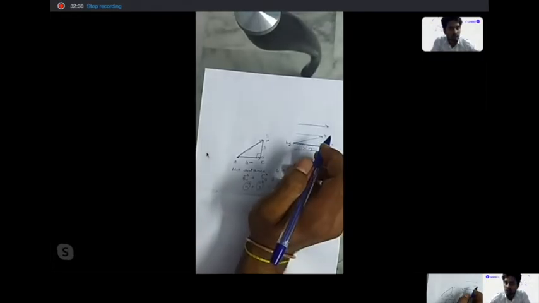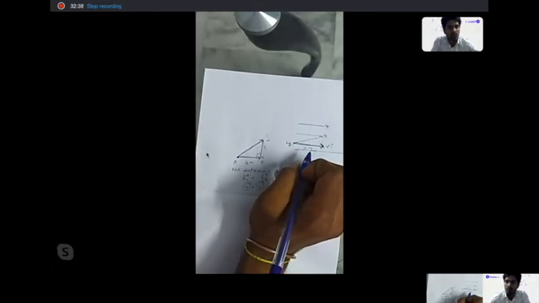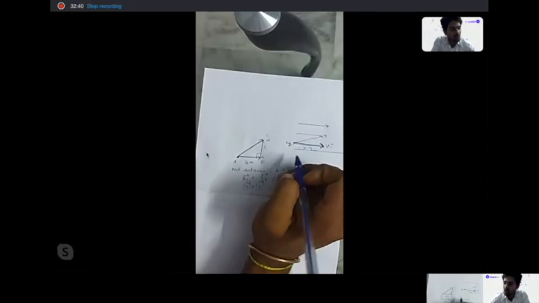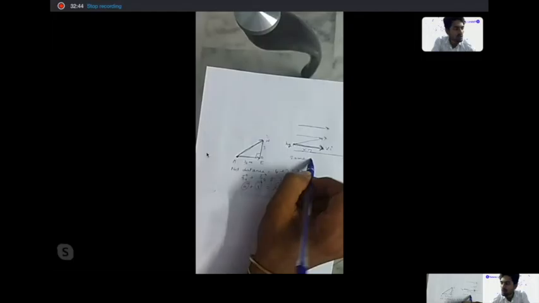So here comes the condition for equal vectors, which means they should have the same magnitude and same direction. Then we say that the vectors would be the same. Correct? Same magnitude and same direction. Otherwise, that would be an unequal vector.